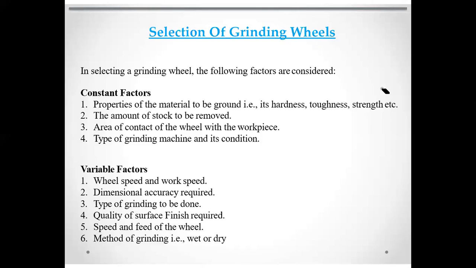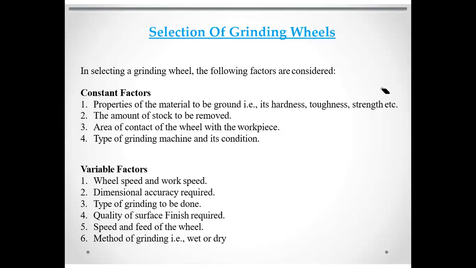Then dimensional accuracy: how close a dimensional accuracy is required for the machined surface. The type of grinding to be done, whether it's surface grinding or internal grinding. Quality of surface finish: how good a quality you require. Speed and feed of the workpiece. If it is manual, you need to move it with manual feed. If it is moved by a machine, then how much feed and how much depth of cut you are providing. That's also a variable. Depending upon the finish, you can change your feed and depth of cut.